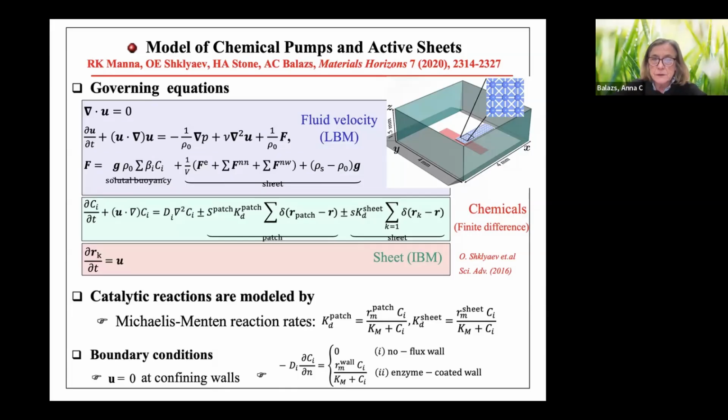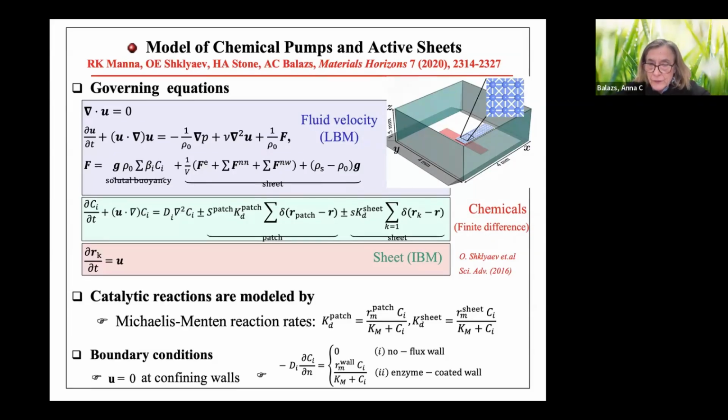So the first equation is the continuity equation. The second is the Navier-Stokes equation, which we solve using the Lattice-Boltzmann formulation. And F is a body force. It's the body force from this solute buoyancy effect. And this is the equation telling you how the chemical concentration is varying as a function of time. And then this is the equation that tells you, in addition to all that, the sheets are moving too. All those equations have to be solved simultaneously. And we can do that.